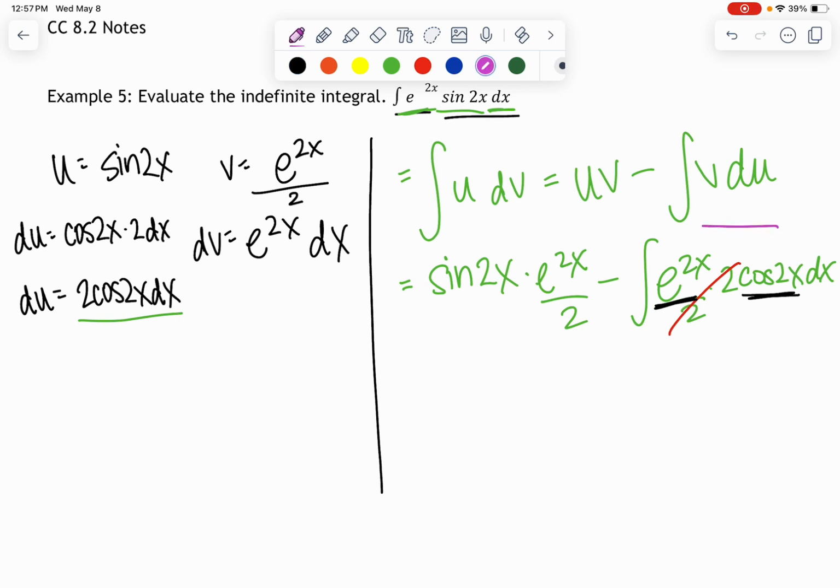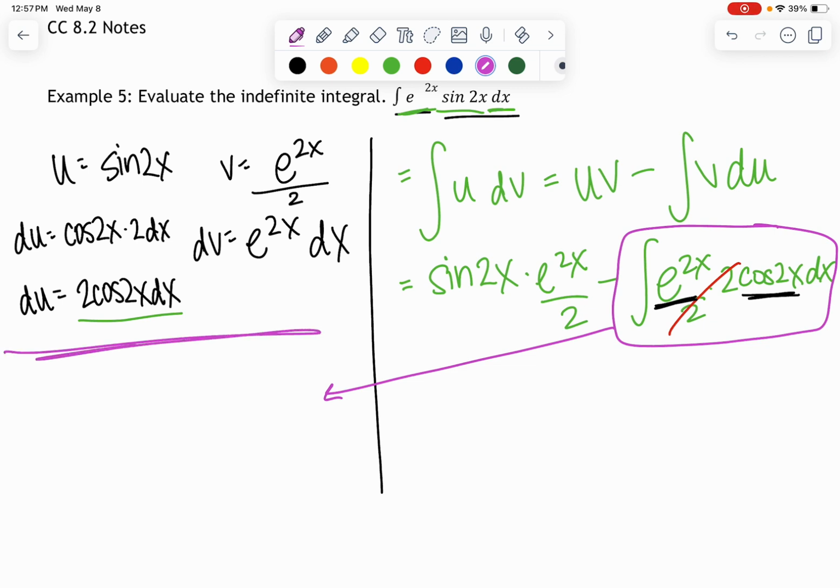So I'm going to switch colors. I'm going to switch over to purple, and I'm just going to work inside this box. So I've got an integration by parts within the integration by parts. So I'm going to start over. I'll write it all in purple.